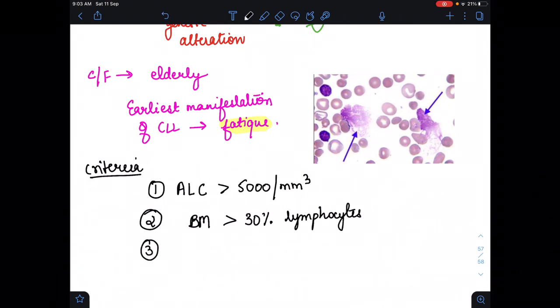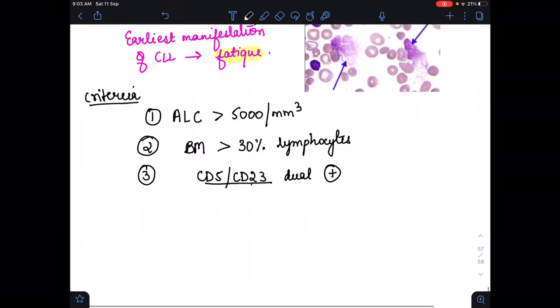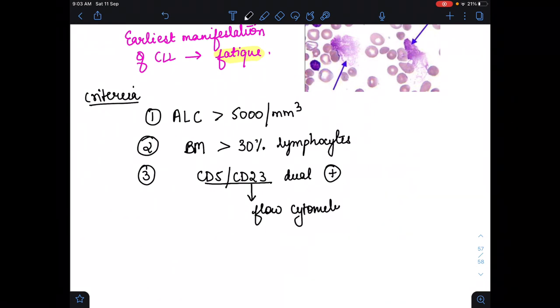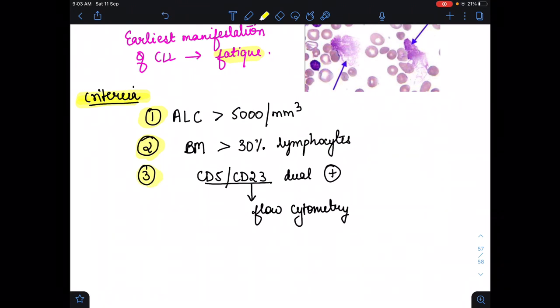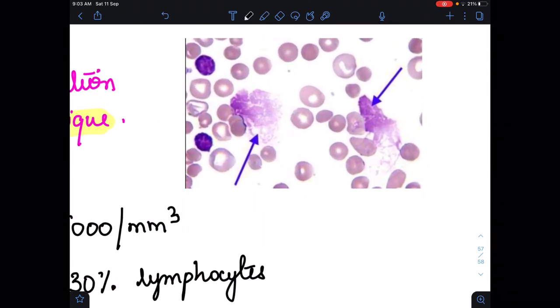And the third criterion is that CD5 and CD23, both these markers, are positive. So dual positivity is seen in CLL, and it is seen on flow cytometry. So this is the criteria for CLL: first, absolute lymphocyte count more than 5000 per mm cube; in the bone marrow more than 30% lymphocytes; and dual positivity of CD5 and CD23.